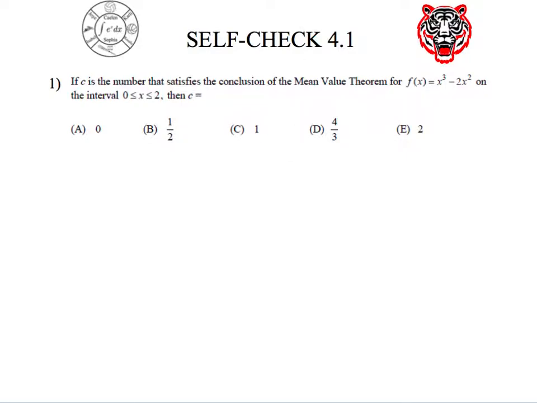Alright, this is going to be AP Calculus. This is going to be Self-Check 4.1. These are going to be the solutions. There are 4 problems for 4.1, which means give yourself 8 minutes, more or less, 2 minutes per problem, and let's do this problem.